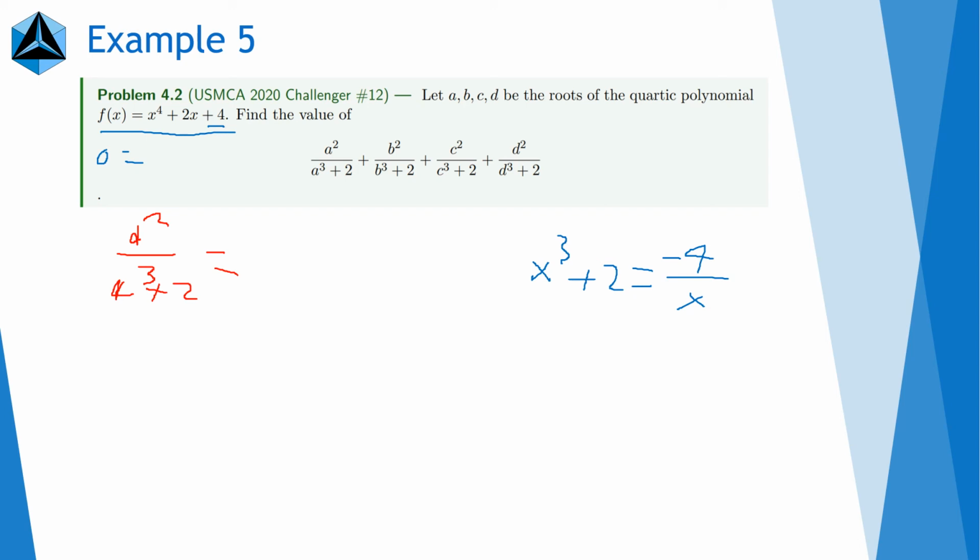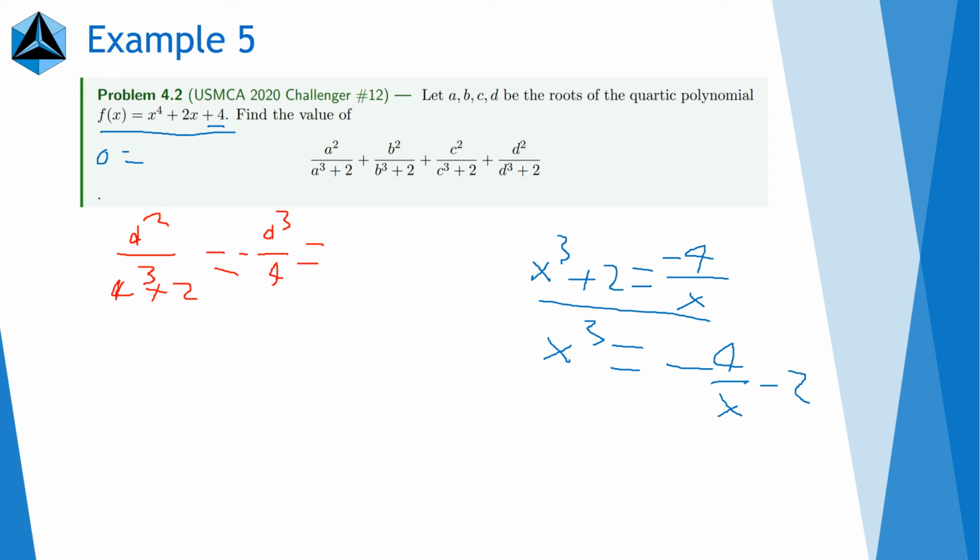And so we can substitute that in here to get that this is equal to a cubed over 4, the negative of that. We can technically solve the problem like this, but it's still kind of bad to work with. So preferably we want to simplify this a little bit further. If we rearrange, we see that x cubed is equal to minus 4 over x minus 2.